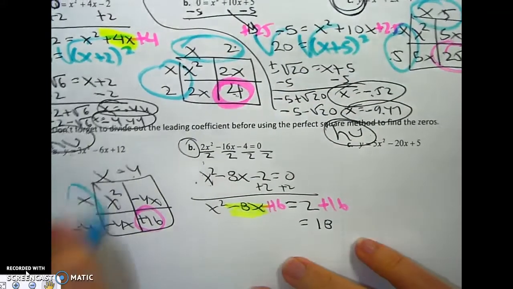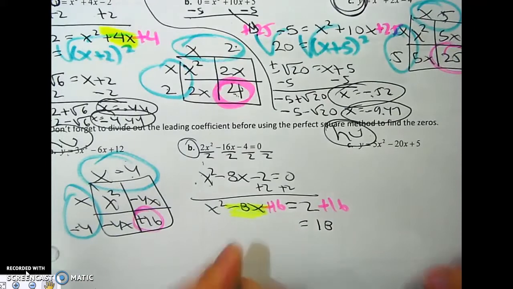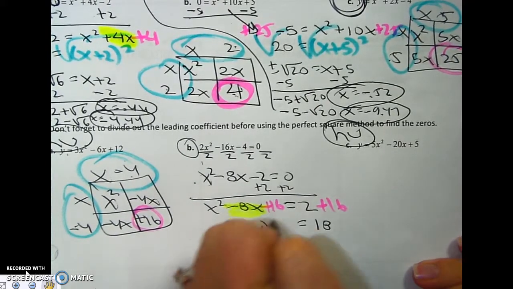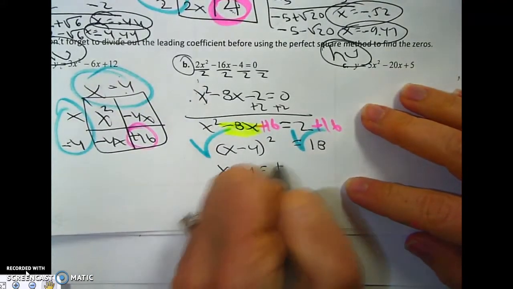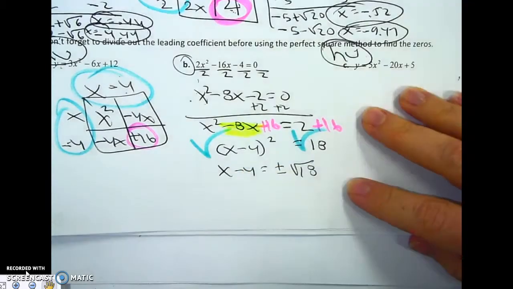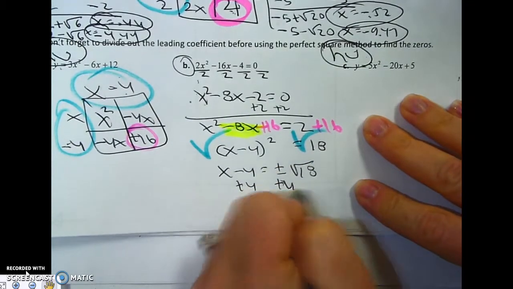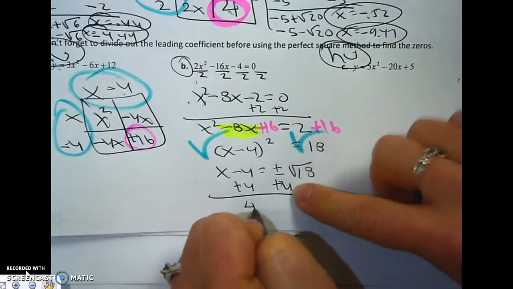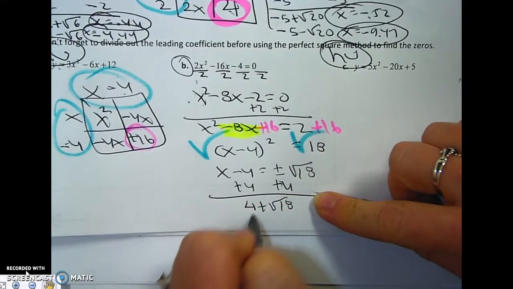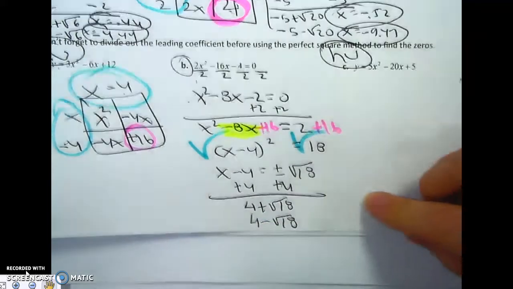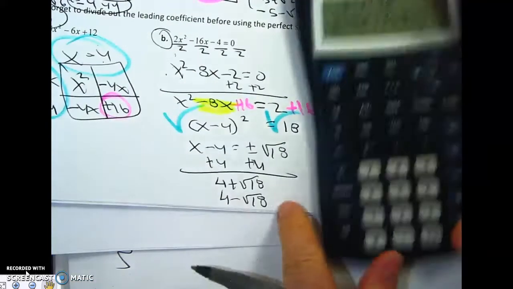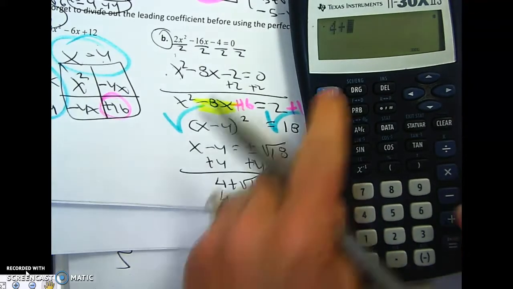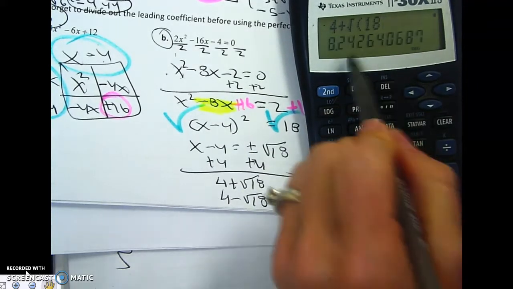And if you look here, I'm completing the square. Now square root. X minus 4 equals plus or minus the square root of 18. Add 4. So one option is 4 plus the square root of 18. The other one's 4 minus the square root of 18. So once again, I'm going to get my calculator. And here we go. Clear it up. 4 plus the square root of 18, which is 8.24.